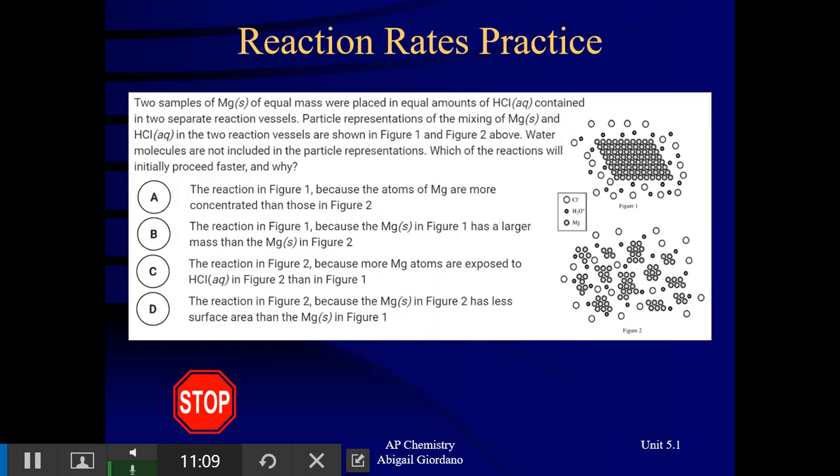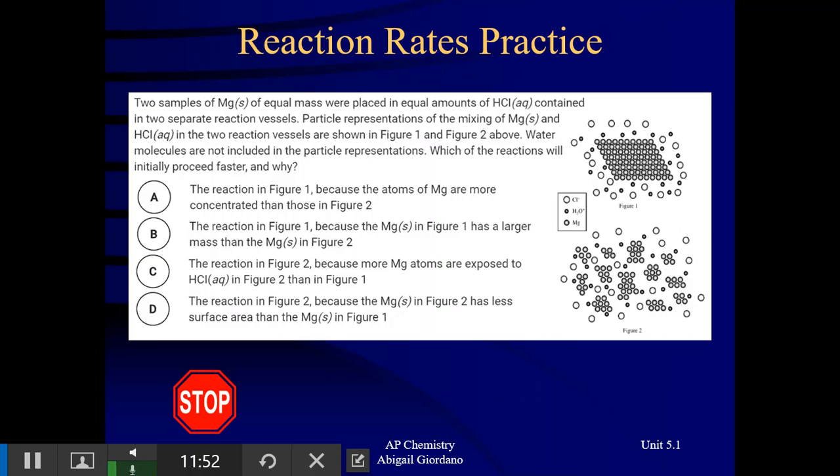So let's finish off with an example problem here. If you want to pause the video, you can and try it. Otherwise, I'm going to talk through it. It says 2 samples of magnesium solid of equal mass were placed in equal amounts of hydrochloric acid contained in 2 separate reaction vessels. Particle representations of the mixing of magnesium and hydrochloric acid in the 2 reaction vessels are shown in Figure 1 and Figure 2. Water molecules are not included. Which of the reactions will initially proceed faster and why?